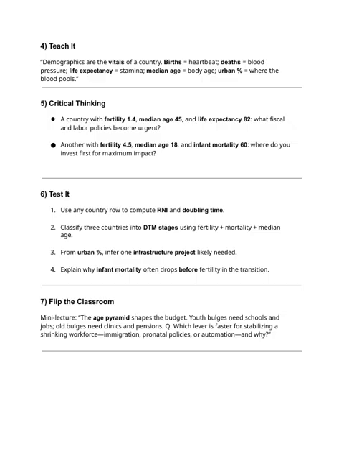Now, here's a key question. Which lever is faster for stabilizing a shrinking workforce? Immigration, pronatal policies, or automation? Immigration can bring in new workers quickly, so it's often the fastest way to boost the workforce.